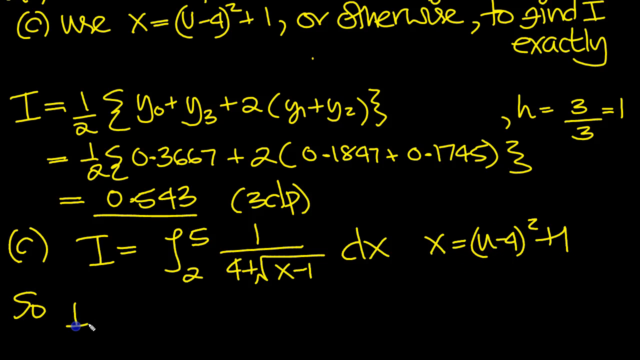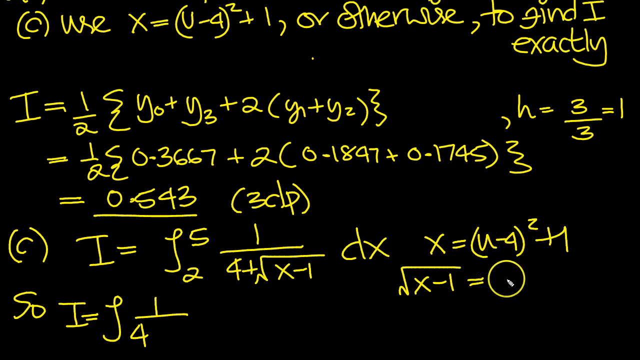So I is equal to the integral. Now it's 1 over 4 plus the square root of x minus 1. So if I bring that over and square root it both sides, the square root of x minus 1 will equal the square root of this, which is u minus 4. So I'm going to have to put in here plus u minus 4 times dx du. So I need dx du.